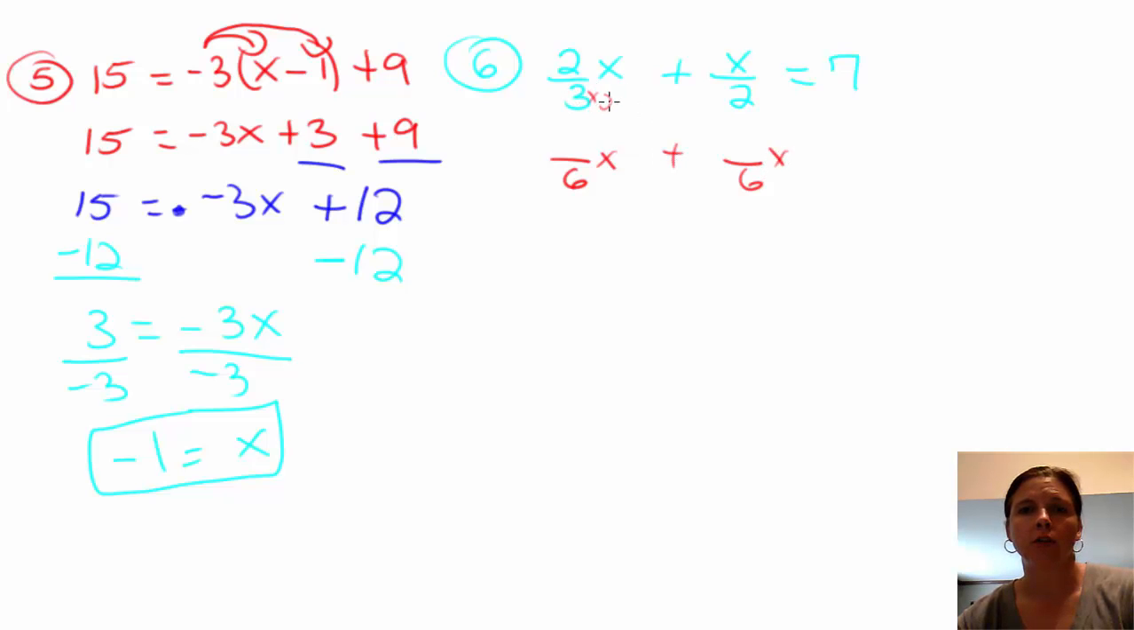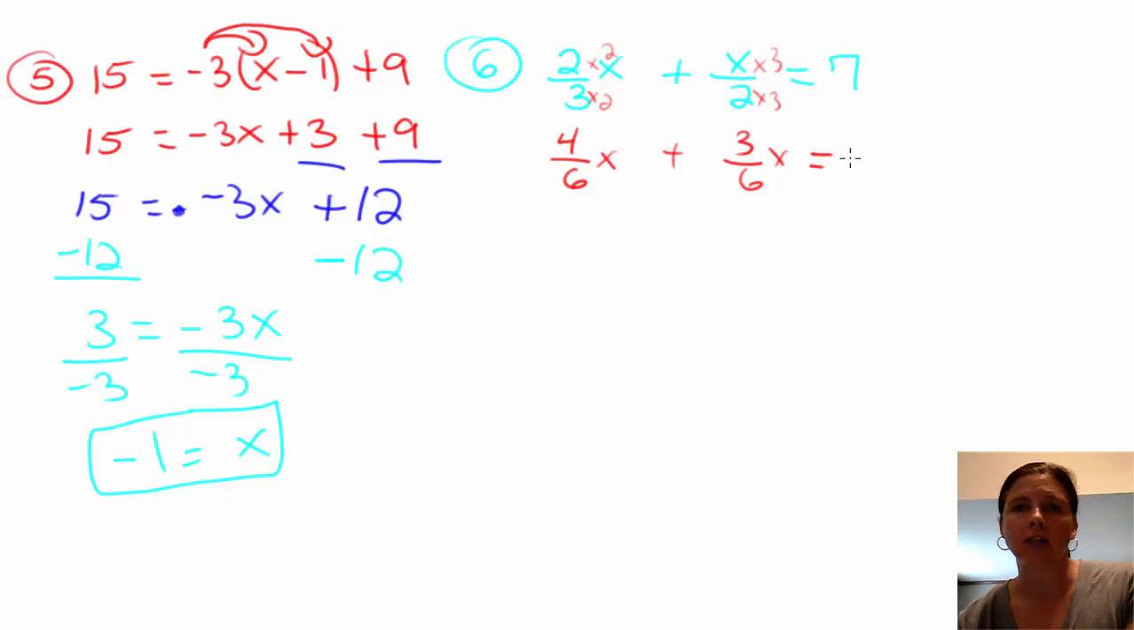So 3 times 2, so it'd be 2 times 2, which is 4. 2 times 3 is 6. 1 times 3 would just be 3x. It would just be like this. Okay, now you could multiply this whole thing by 6, which I showed in a different video.